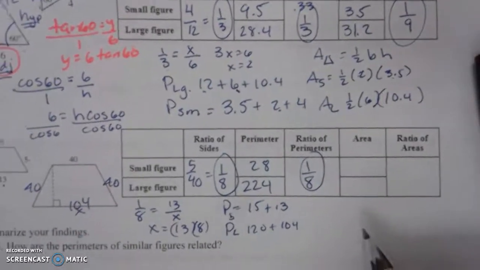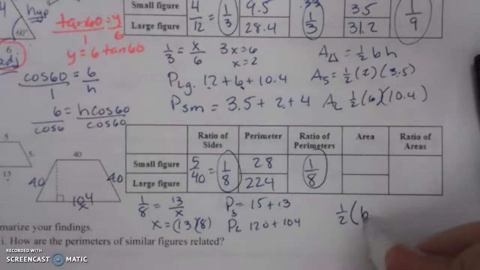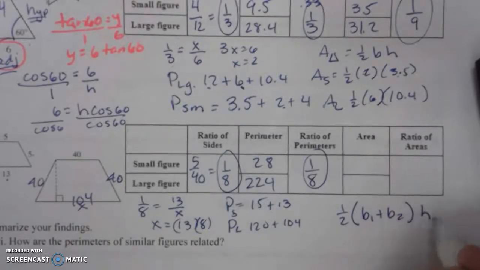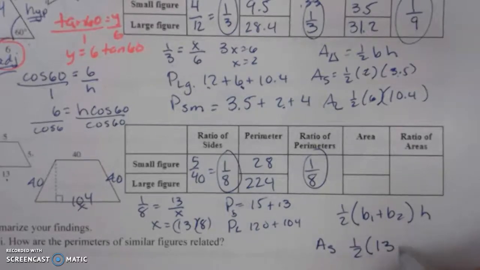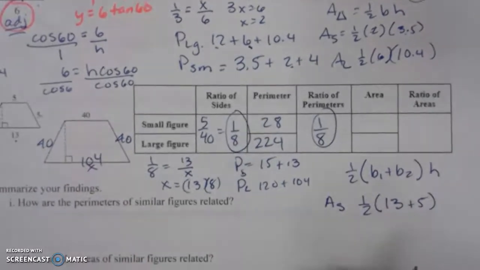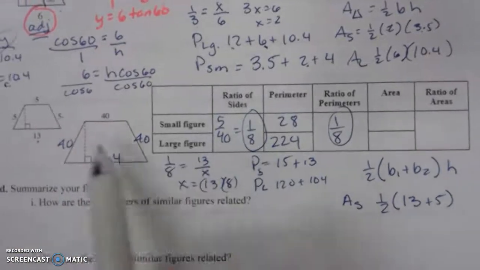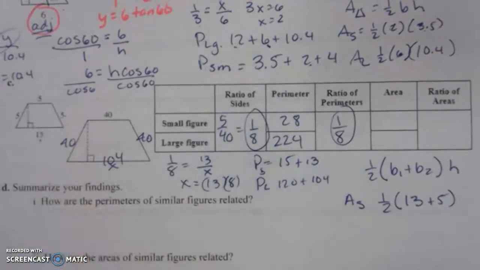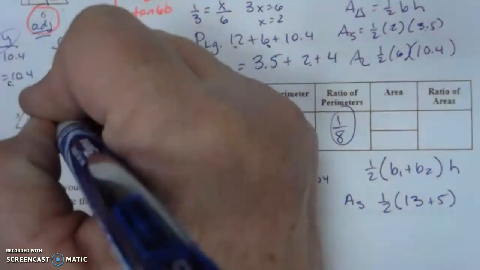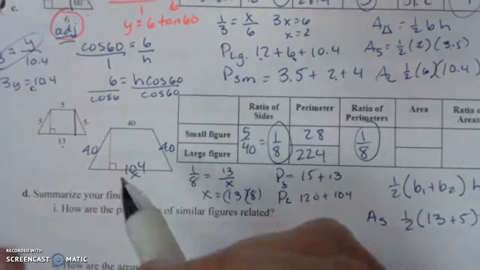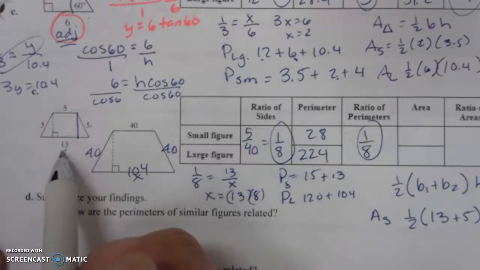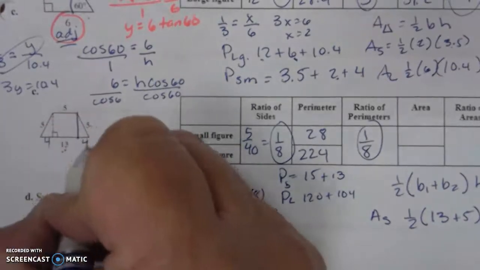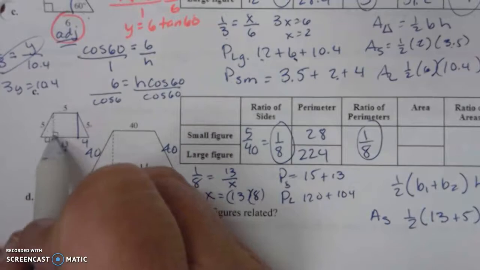Well, the area of a trapezoid is 1/2 base 1 plus base 2 times the height. So if I'm going to do the area of the small trapezoid, it's going to be 1/2. The bottom base is 13, the top base is 5, and then the height is not 5. I have to figure out this distance right here. Why don't we make this easy? If this is 5, then this is 5. 13 minus 5 is 8, so that means this is going to be 4 on this side and 4 on this side. I want to know this distance right here.